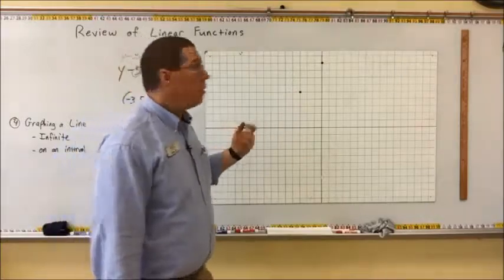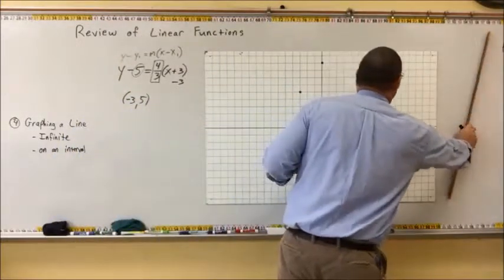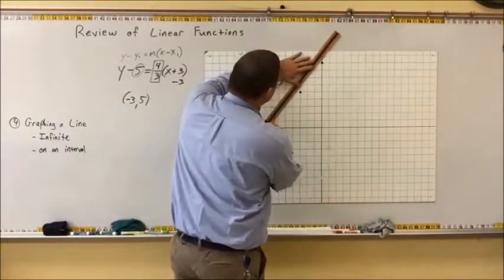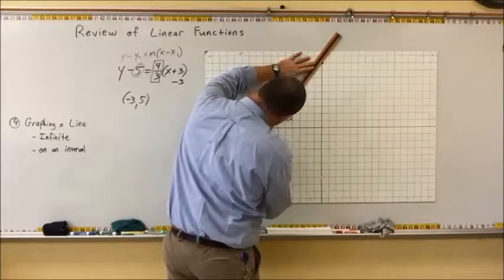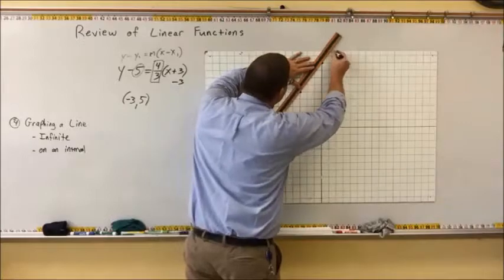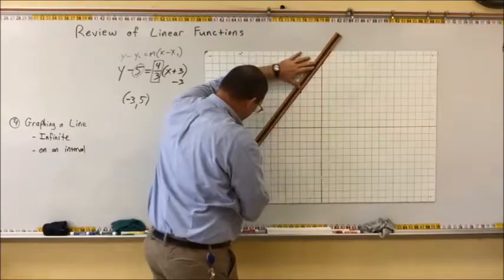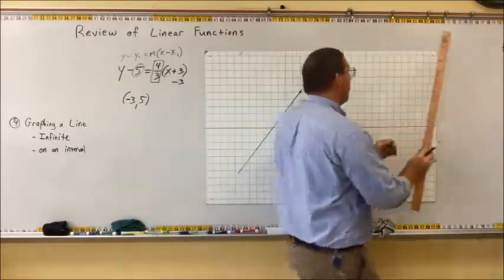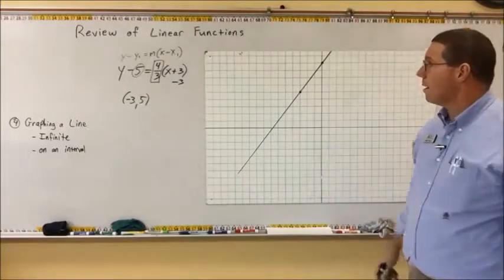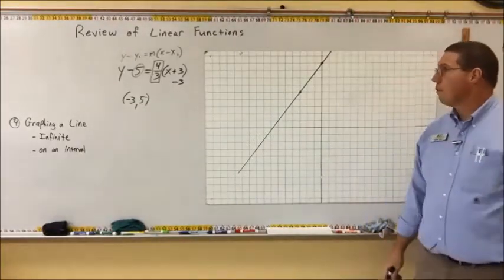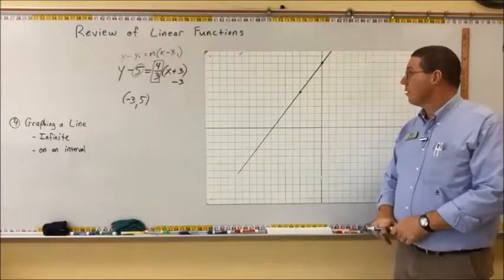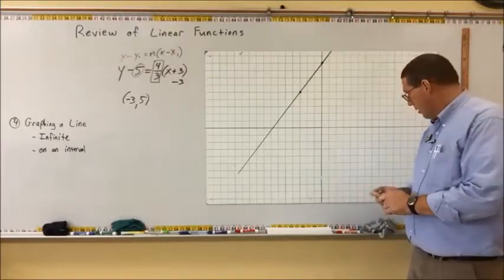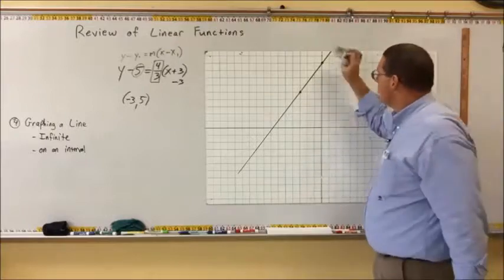Now that we have 2 points, we can just line it up and draw. And there is the graph of y minus 5 equals 4 over 3 times x plus 3. And that's the graph of our line. Okay? All right. Now let's look at one more way that you can do this.